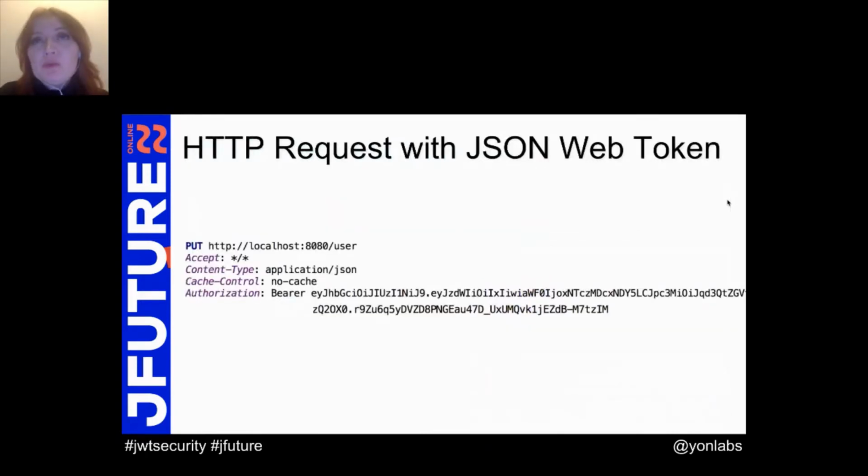A JSON Web Token is generated on the server side, then it's stored on the client side, usually in the session storage. Then, with each subsequent HTTP request, the token is transmitted to the server, usually as part of the authorization header, as you can see on the example on the screen. Then, on the server side, the token is verified, and in case of an incorrect token, the request is rejected.